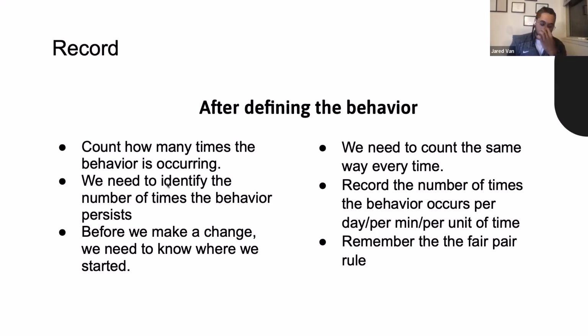And then you also want to remember the fair pair rule, where when you're counting something that you want to decrease, you also want to count something that you want to increase. So, if you have a player that's not passing well, you want to make sure that you're identifying what a good pass looks like and counting those good passes as well, because you could have good passes going up, but bad passes could still be going up as well.